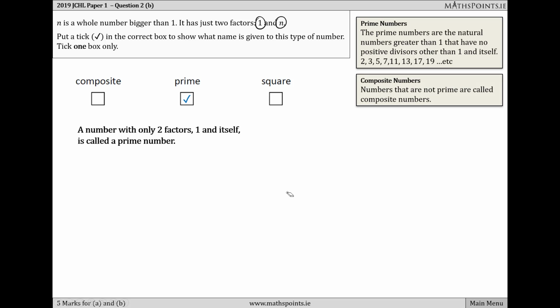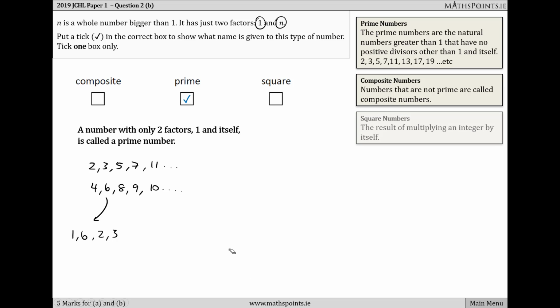What's a composite number? Well, any number that's not prime is composite. So for example, prime numbers are 2, 3, 5, 7, 11, etc. So numbers where the only factors are 1 and itself. All of the other numbers, 4, 6, 8, 9, 10, etc., they all have factors of 1 and the number itself, but they also have some other factors. So for example, the number 6 has factors of 1 and 6, 1 and itself, but it also has factors 2 and 3. And that's the case with all composite numbers.